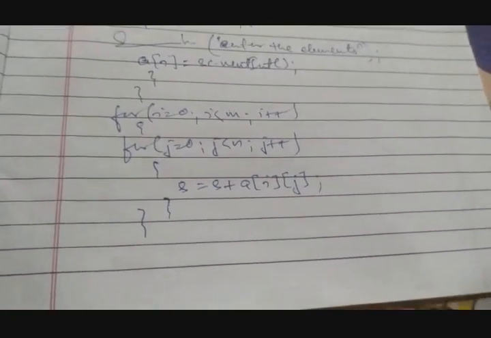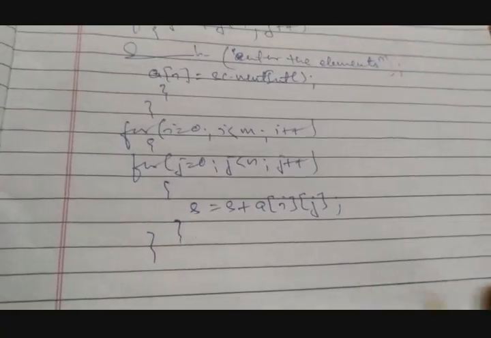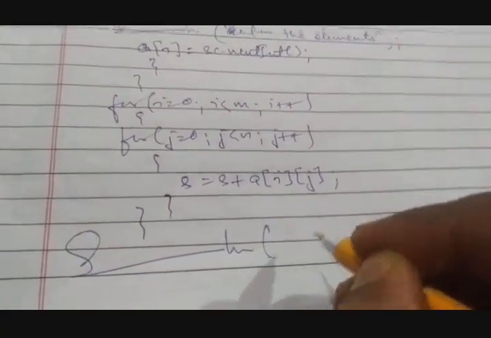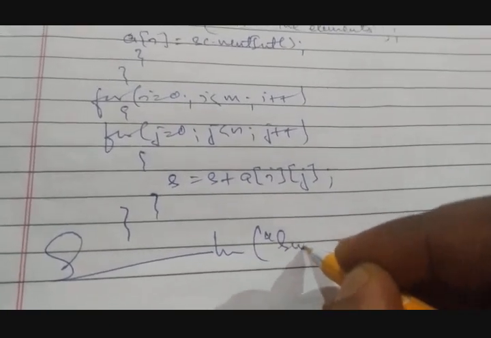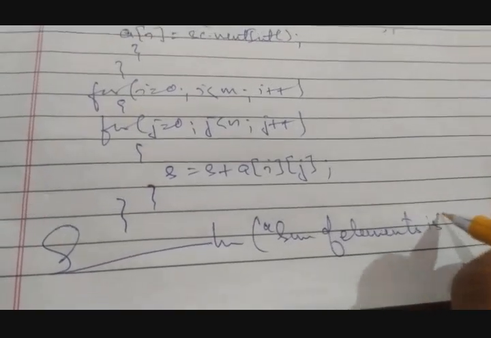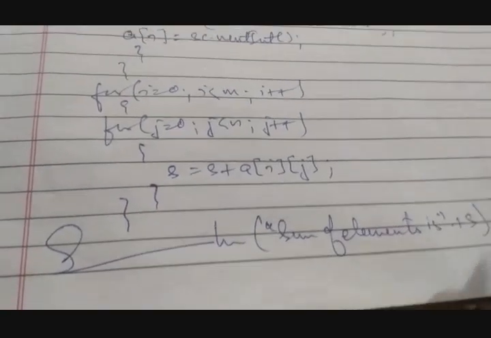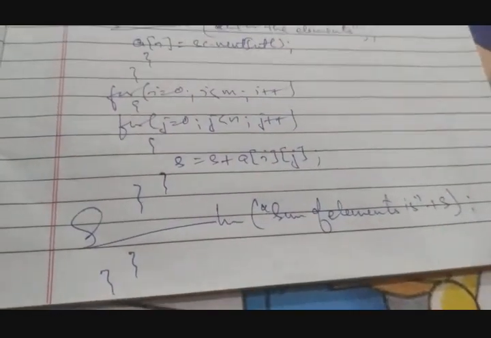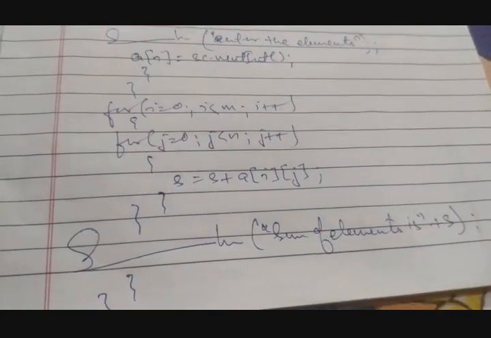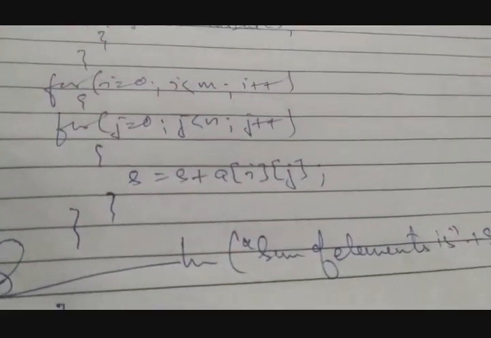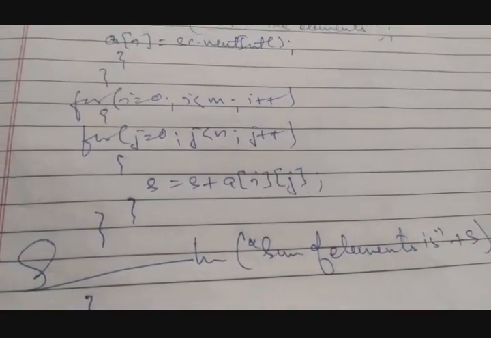Now close. Now the fifth part. What was the fifth part of an array? You have to display. So System.out.println("Sum of elements is " + s). Close. You got the sum here. Are you getting it?